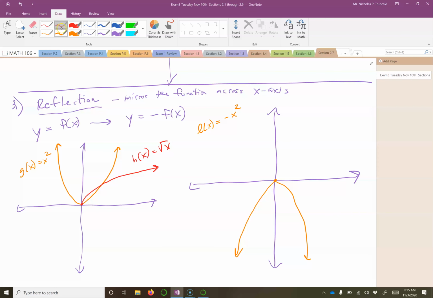We're going to do the same thing now with a new function n of x and say negative the square root of x. All right, so again, we're just flipping that across the x-axis. So again, our origin's staying the same, and then now I'm flipping it this way. All right, that's reflection. Just flipping it across. No biggie. All right, so that one's not bad. Any questions on that one?